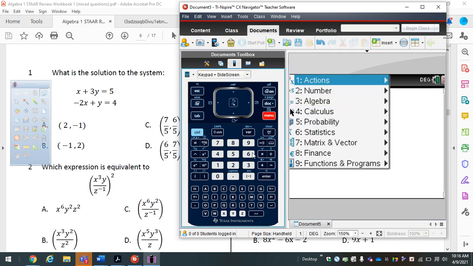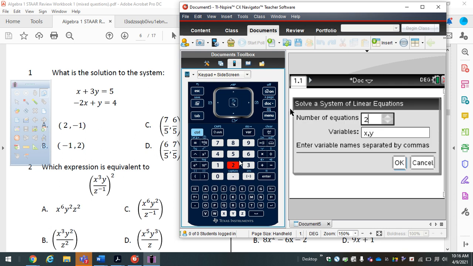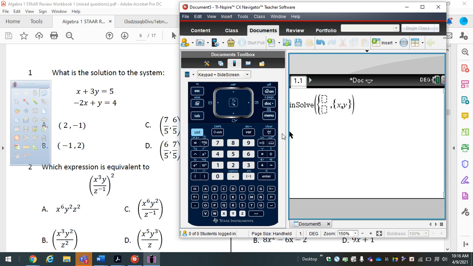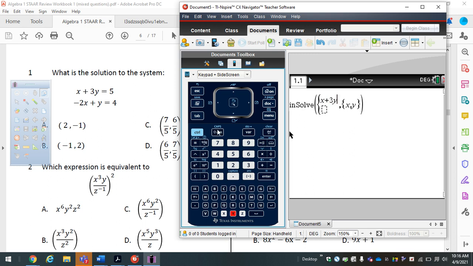I'm going to go to menu, 3, 2 equations. I'm going to type in there x plus 3y equals 5. And the next one over here, negative 2x plus y equals 4. Enter negative 1, 2, negative 1, 2. Pretty cool. Not too bad. So we're going to go with B for the first one.